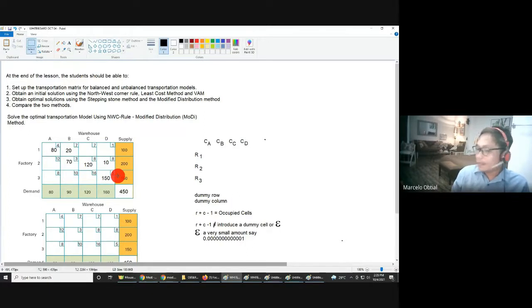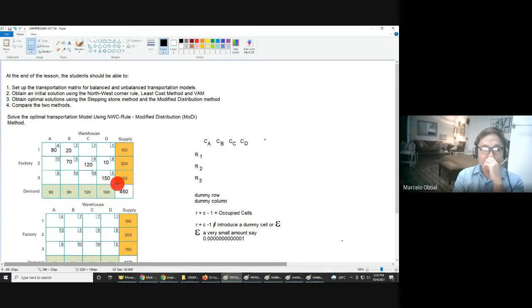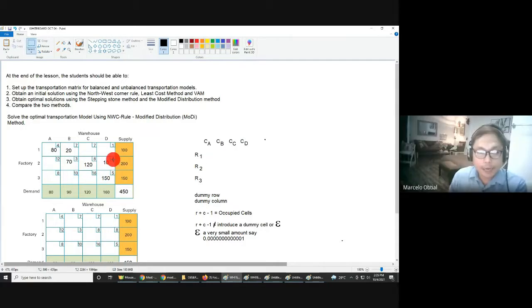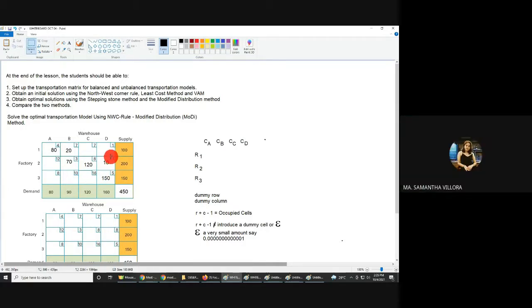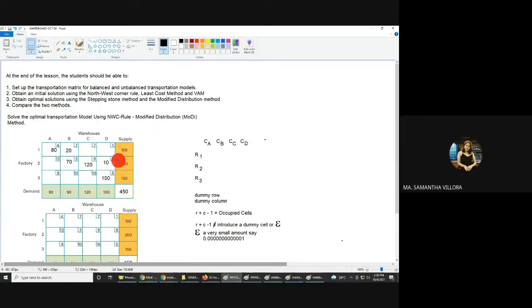Samantha Villora, your microphone. What do you mean by 10? The supply, sir. What do you mean by supply? Okay. 10 units means you can only put 10 supplies, in this case, a sack of rice, for example. And for each sack of rice, your cost will be 6 pesos, di ba? Klaro? That's 8. Ay, 8 pesos po, sir. Okay, 8 pesos.